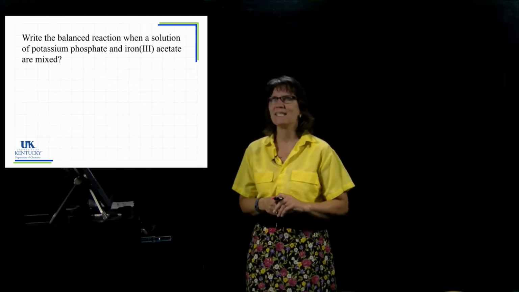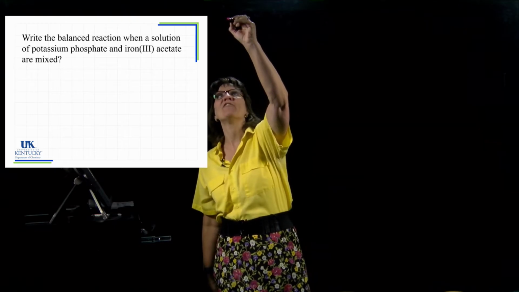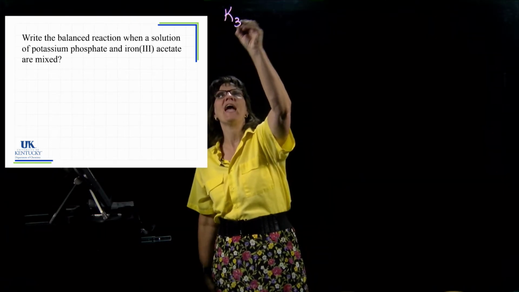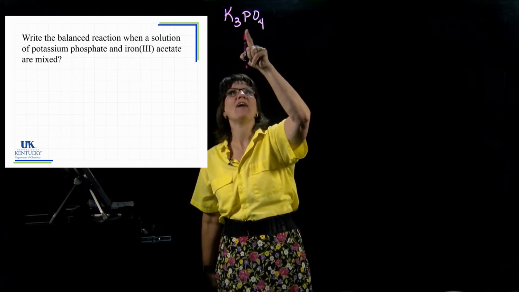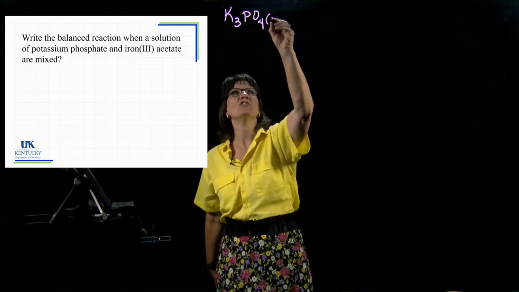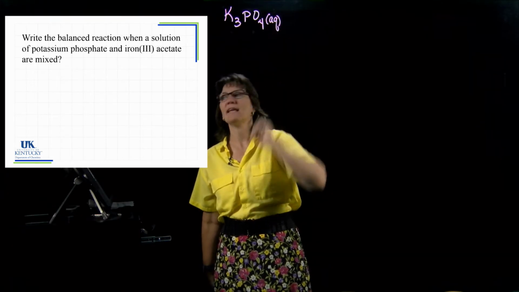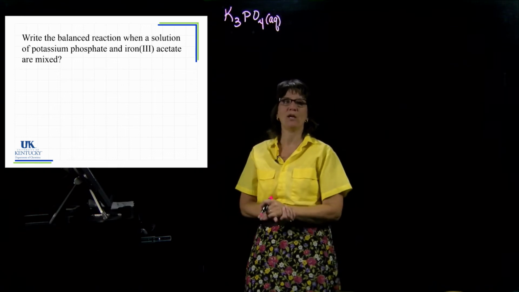So potassium has a +1 charge. I know that from the periodic table. And I have memorized that phosphate has a 3- charge. So I know I have to have 3 potassiums for every phosphate. And that is soluble and it's aqueous. Okay, it tells me it's a solution of it, so it has to be aqueous.